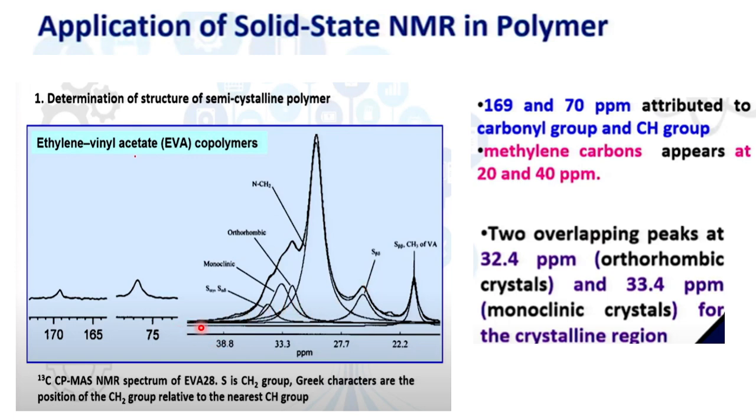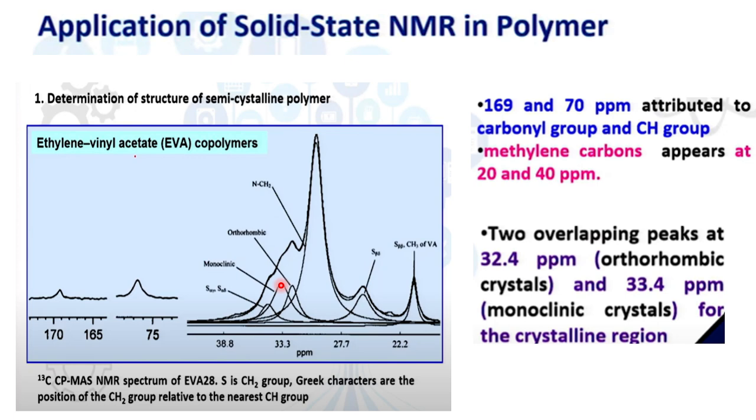This is in that region. So two overlapping peaks are around 32 and 33, at 32.4 and 33.4. So the crystallinity of the EVA actually varied. It may have orthorhombic type crystal or it may have the monoclinic type crystal.